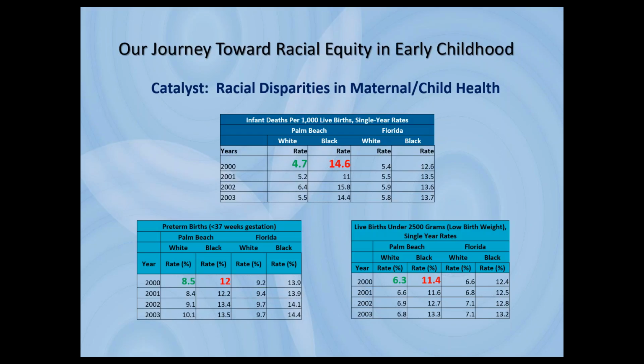Over time, we began to address racial disparities in other areas, such as kindergarten readiness, child abuse and neglect, and access to quality child care, summer school, and after-school programs. Working through our Bridges program, which is our neighborhood-based hubs, and working with other community partners, again, we began to engage parents of young children in the dialogue.